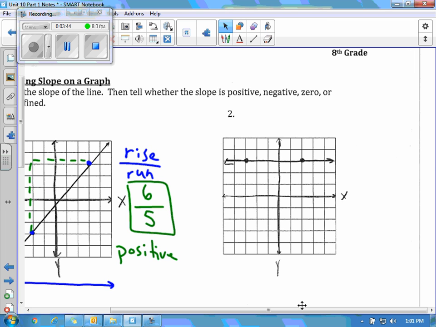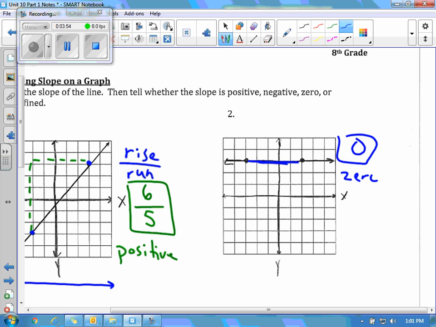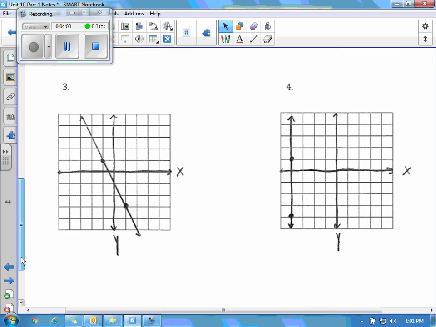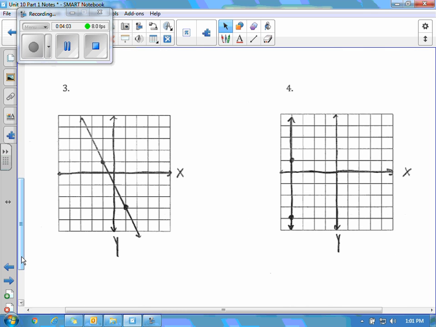If you look at example 2, I have a horizontal line. So we need to remember that anytime we have a horizontal line, my slope is going to be 0. So I say that this has 0 slope. Looking at the third example, again, I put 2 points on here for you.